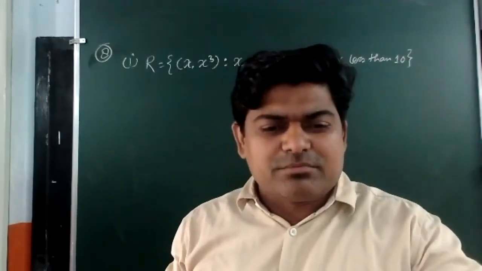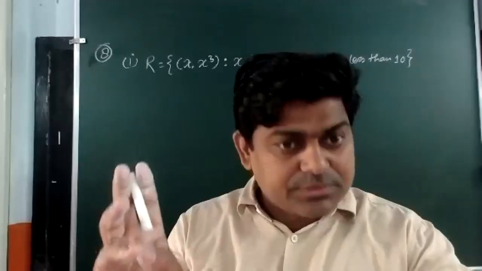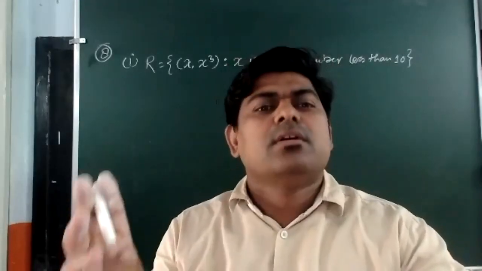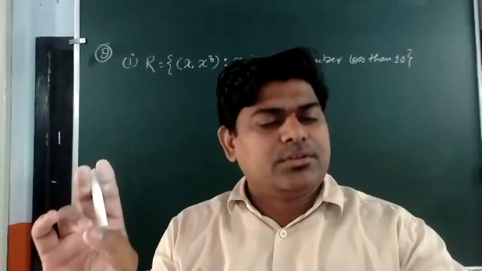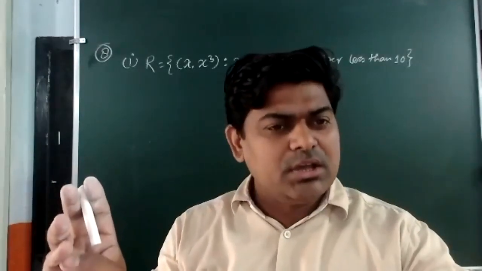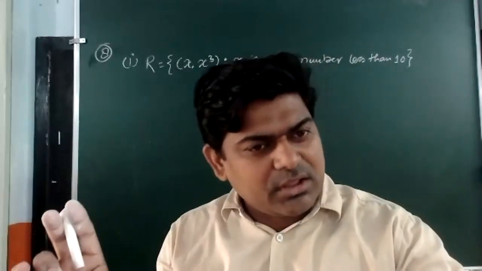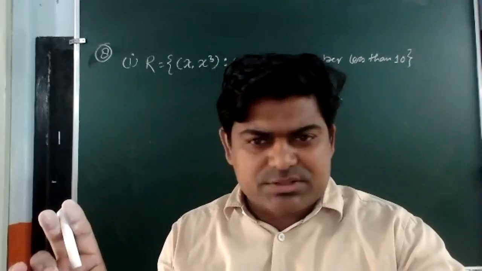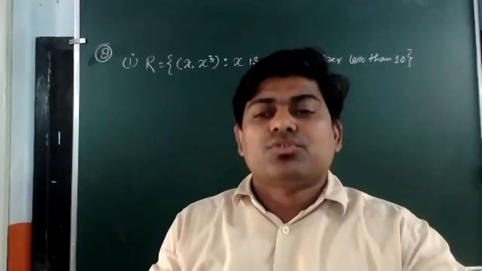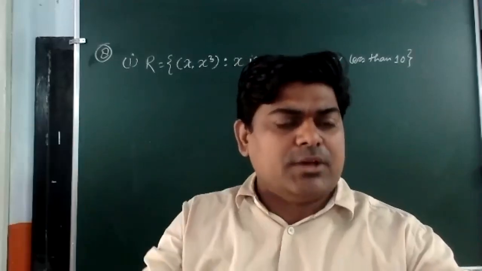So the first question is, how many prime numbers are there which are less than 10? I think 2. Say yes, sir. 3, 5, 7. 2, 3, 5, 7. Is there any other prime number which is less than 10? No. So x would be 2, 3, 5, 7.